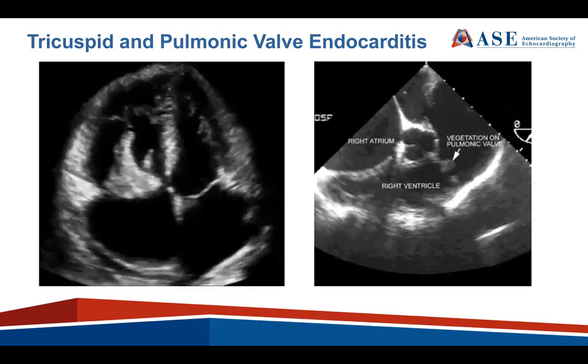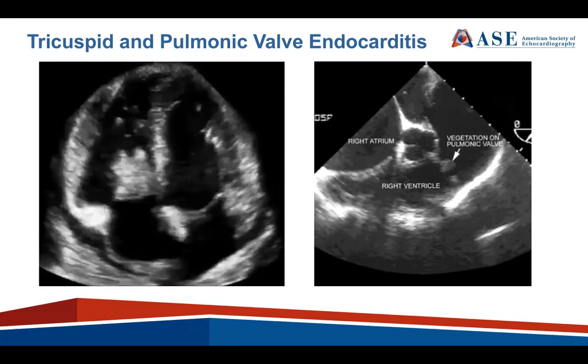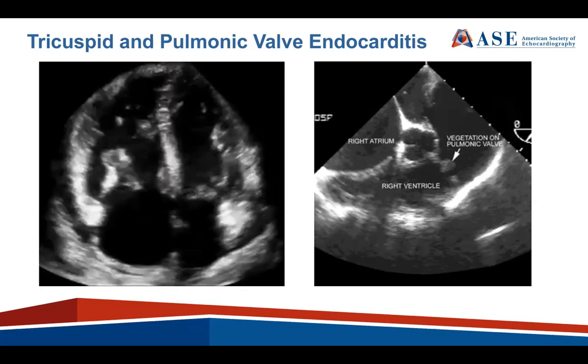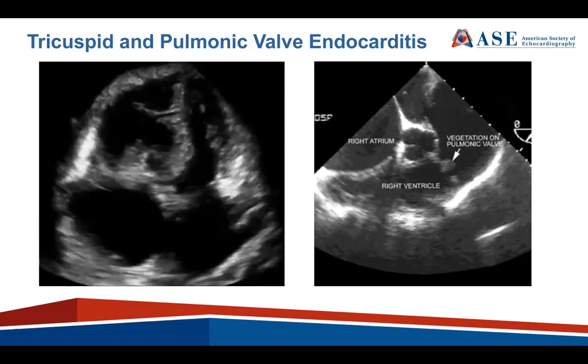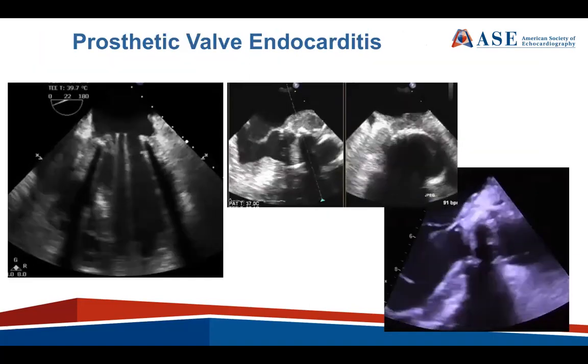You can see tricuspid and pulmonic valve endocarditis in IV drug users, especially patients with dialysis catheters or other venous catheters or pacemaker or ICD leads in the right heart as well. And so here on the left-hand side, you see a large tricuspid valve endocarditis, and the right-hand picture is a still image showing there's a vegetation on the pulmonic valve from a TEE.